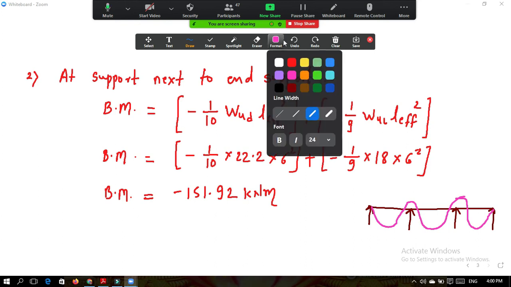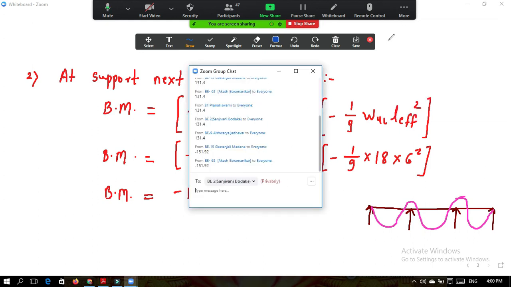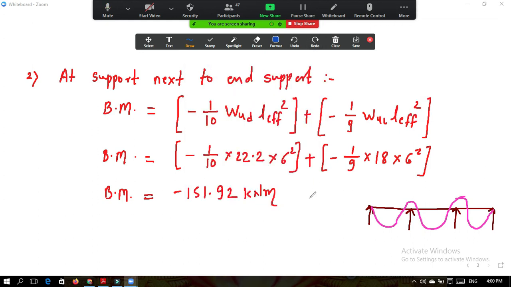So आता जी आपल्याला व्हॅल्यू मिळाली आहे, that value we have calculated. The previous value was 131.4, what was the value? 131.4. So 131.4 is at the middle of end span. So here we have got the value 131.4. Here also the same value is there, 131.4. And now at what point? At support next to end support we have calculated.